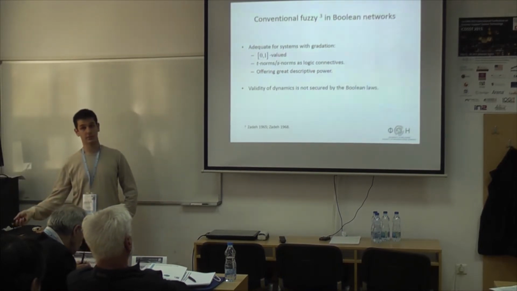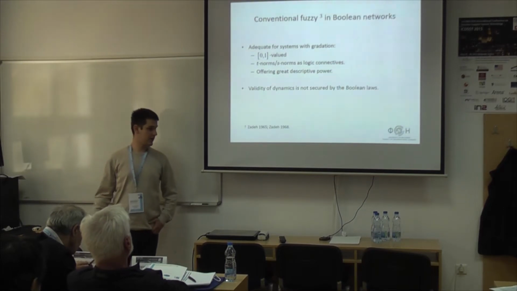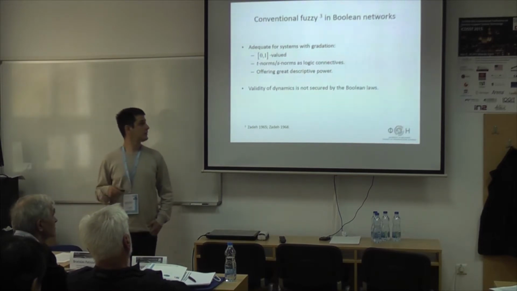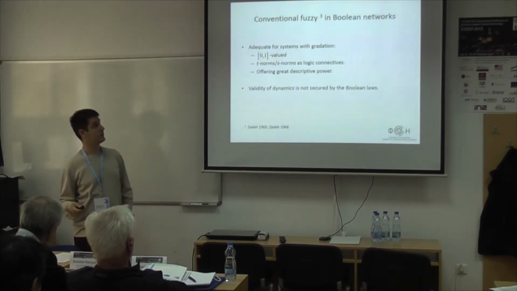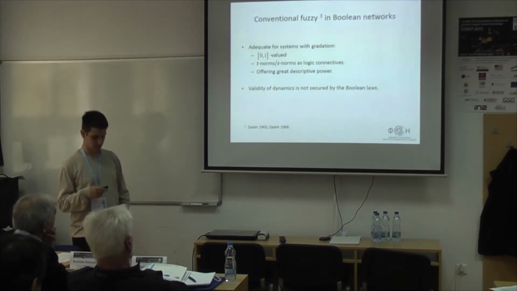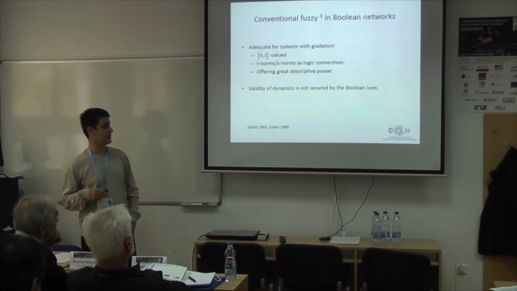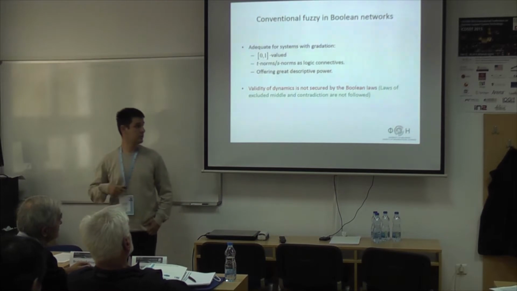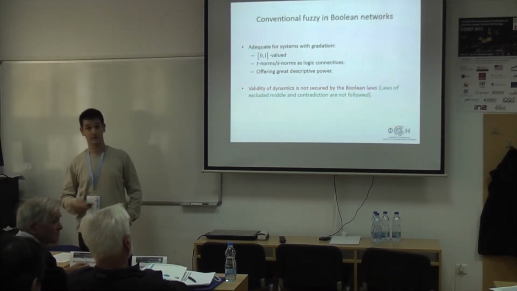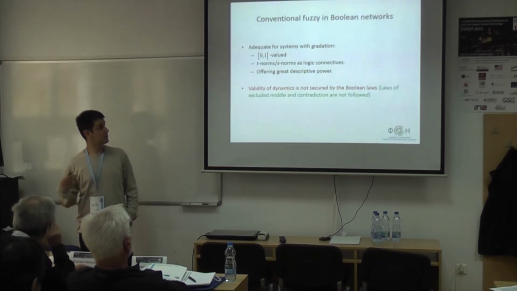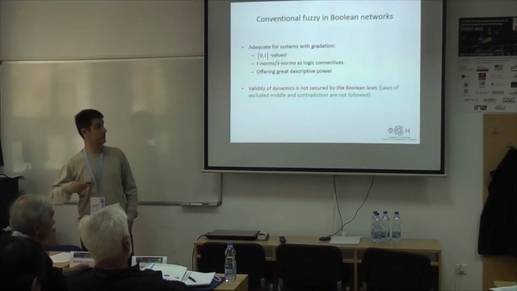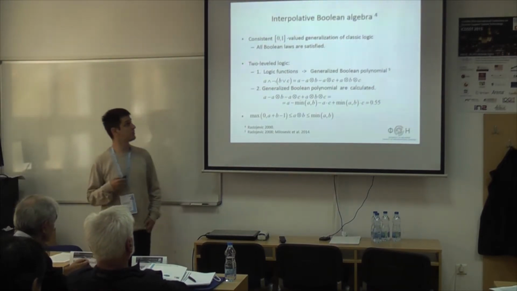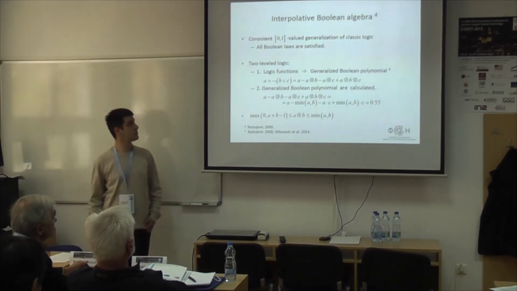Instead of classical logical connectives and, or, we use T norms or S norms. And we have a problem when we use classic fuzzy logic in Boolean networks because the validity of dynamics is not secured. Why is that? Because in fuzzy logic, the laws of excluded middle and contradiction are not followed. And we think that's a crucial problem with fuzzy logic in Boolean networks. The solution is introducing interpolative Boolean algebra by Professor Radojević.